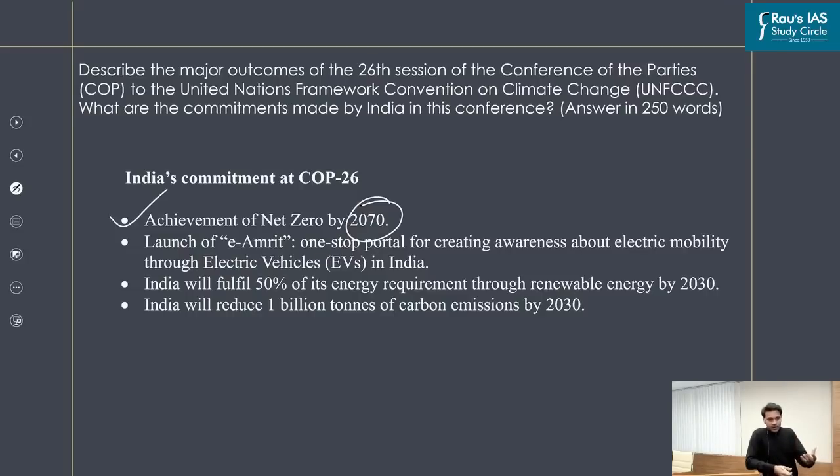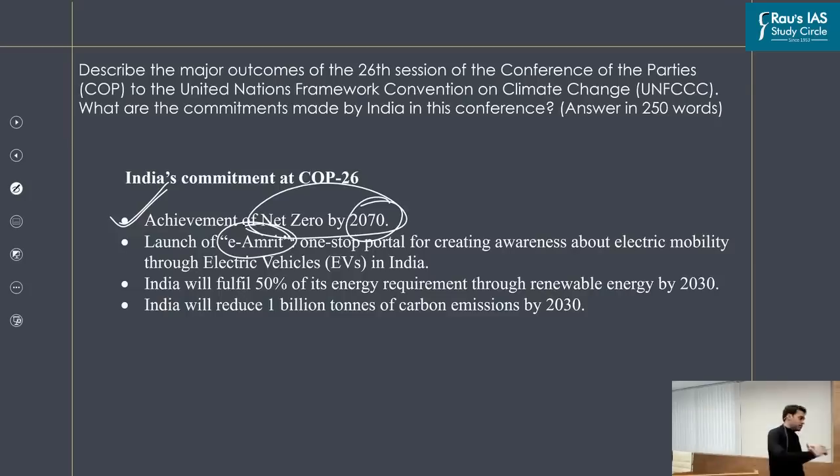We all know that. All of us know this fact very well. So for these reasons, India did not commit itself to phase out of the coal. And as far as net zero emission is concerned, India committed to net zero by 2070. Then India launched E-Amrit, which is about creating awareness as far as e-vehicles are concerned.